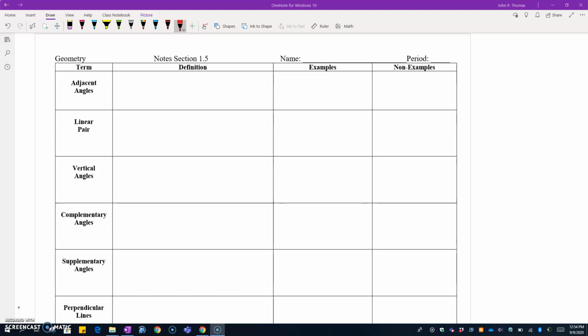Adjacent angles basically share a vertex, one side, and no interior points. All right, so an example of adjacent angles would be if we had angle ABC here, and then we drew in angle CBD. These two angles, angle 1 here and angle 2 here, are adjacent angles.